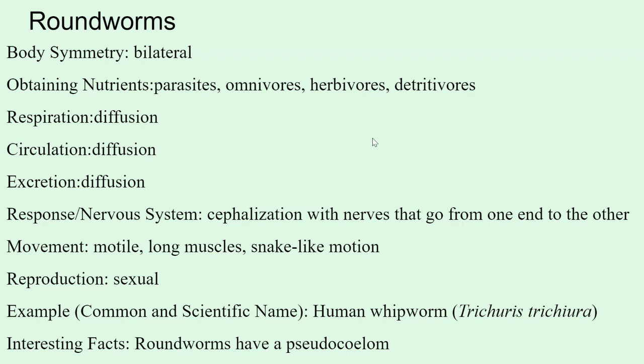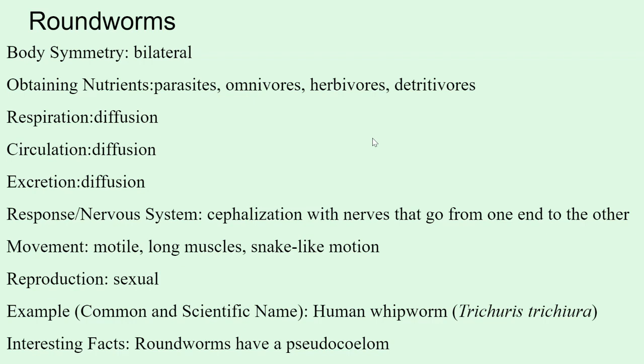That's all done through diffusion, but they do have cephalization, which means that they have a concentration of nerves at the front of their body, and they actually have nerves that extend from the front to the back of their body. It's a little bit more complex than flatworms. They are motile, and they have these long muscles throughout their bodies, and they can move in a snake-like motion.